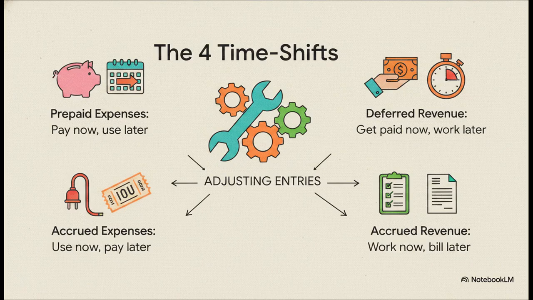We have accrued expenses, where we are using up a service right now but get to pay for it later. And finally, we have accrued revenue, where we put in the blood, sweat, and tears now, but bill for it later. Adjusting entries aren't just boring math. They are the essential, manual tools we use to ensure our financial statements always reflect the exact truth of what is happening in reality, rather than just the arbitrary random timing of a cash transfer or a delayed piece of mail.